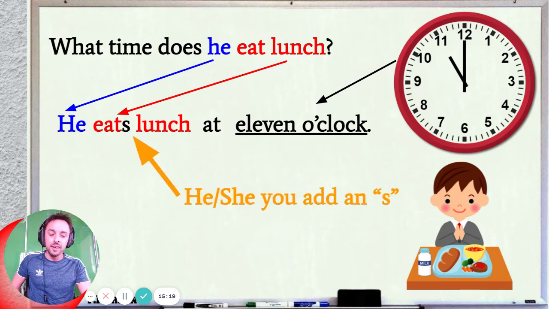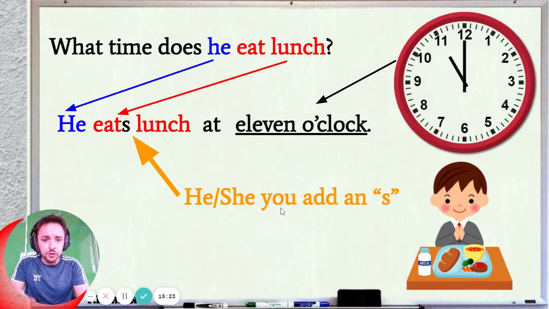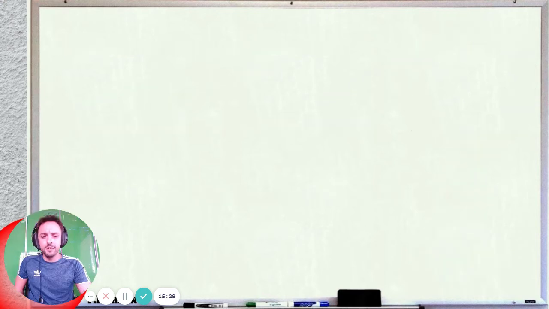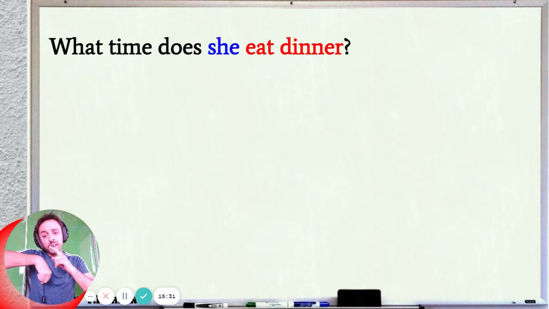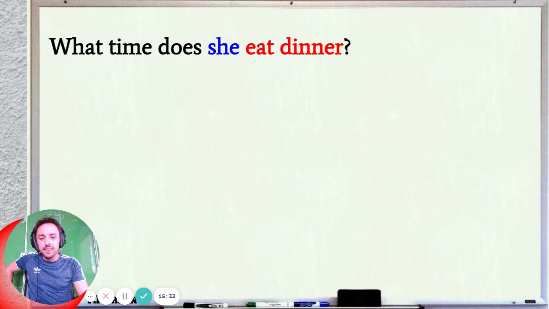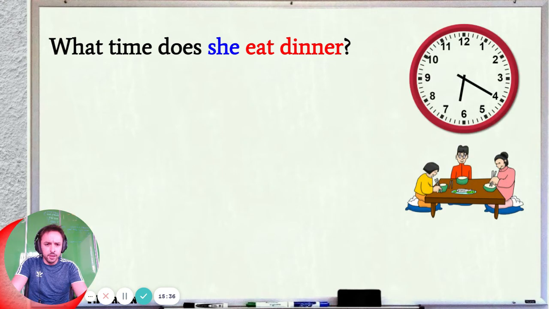Okay, next one. Oh, yes, and remember, if it's he or she, you add an S. Remember to add an S to the verb. Okay, next one. What time does she eat dinner? Let's look at the picture. Look, there's 3 girls, so let's talk about this one. What time does she eat dinner?